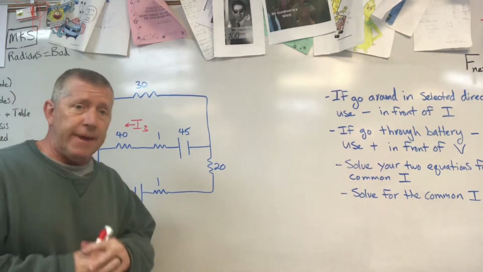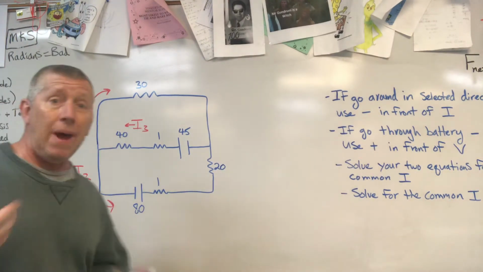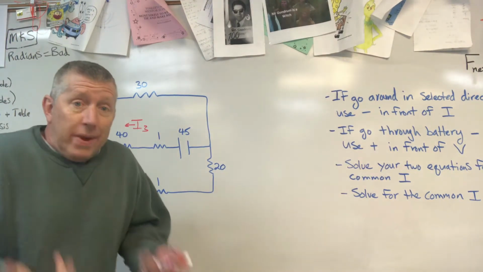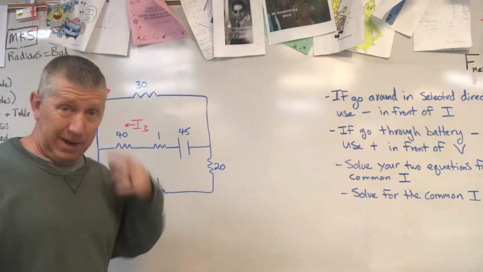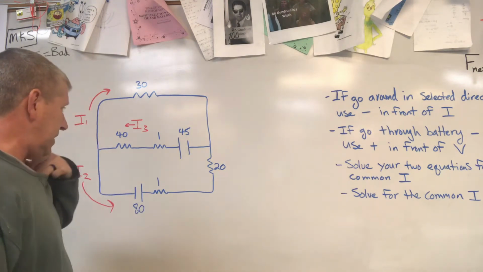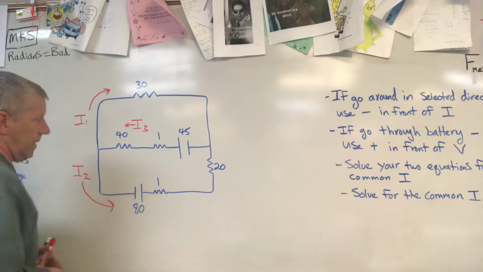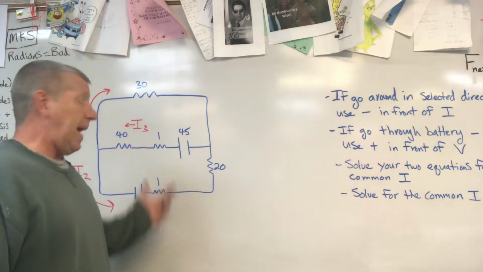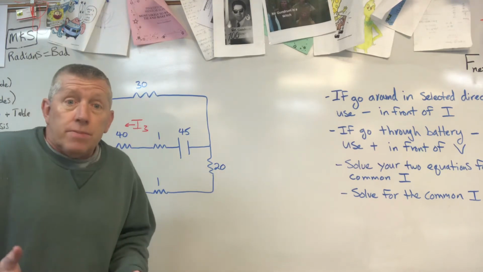Now here's the other thing. I put arrows in directions. How do I know that the current's going in that direction? Don't try to figure it out from here, because it can get kind of complicated. You might be able to figure that out. I did put this current going in this direction, and this current going in this direction. Looking at the batteries, maybe I'm right, but we don't know that. So it doesn't matter. Just pick a direction.